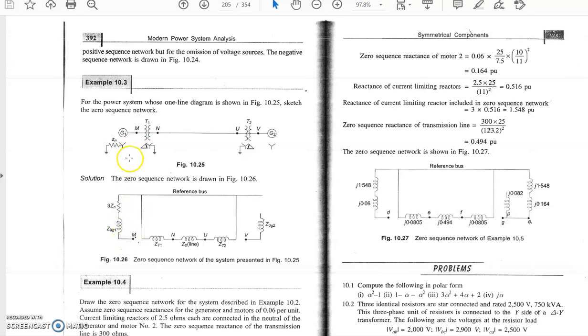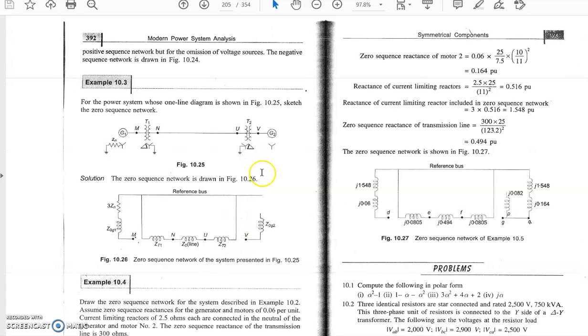According to the connection, this is star with grounded. This is point M. Then there is a transformer whose connection is delta-star grounded. ZT1 is the zero sequence impedance of the transformer T1. As it is connected in delta fashion, it is disconnected from the line and connected to the reference bus from the primary side, and the secondary side is connected to the line. Then the zero sequence impedance of the line, then the zero sequence impedance of the transformer T2, as its primary is connected star with grounded, it is connected to the line, and it is delta, so it is connected to the reference bus.